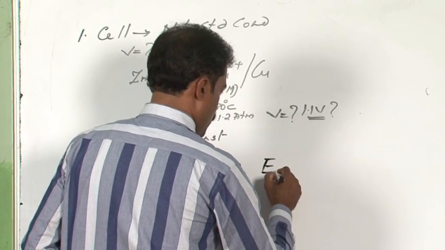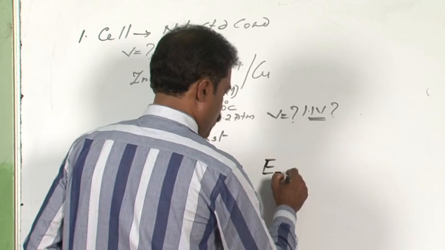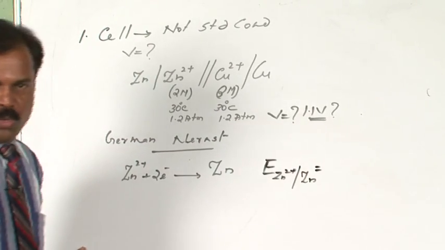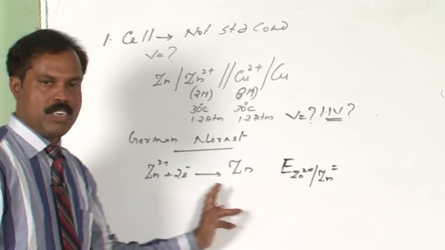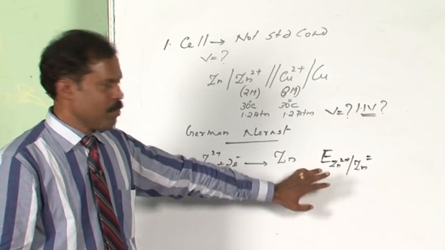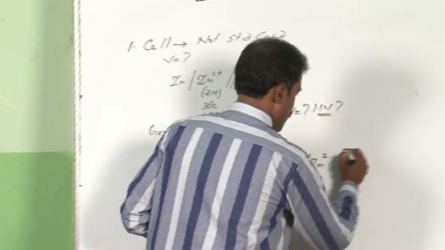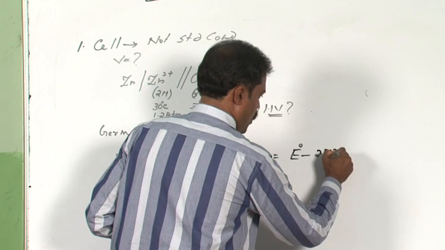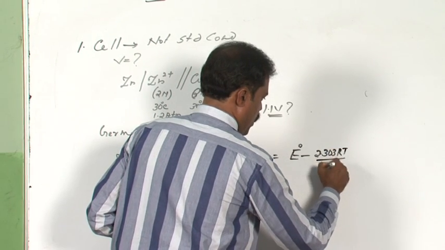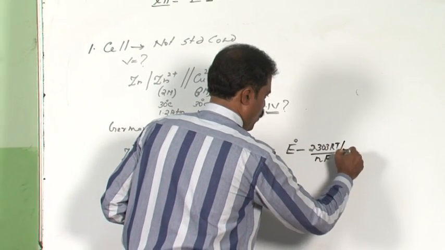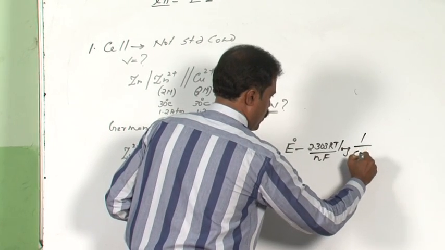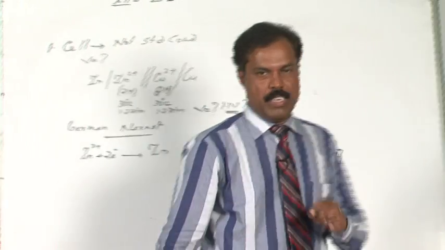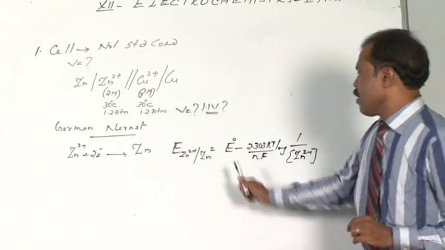E of this particular electrode can be written as E Zn2+/Zn. Please note this E is not E0 because this is not under standard conditions. According to Nernst, this E should be E0 minus 2.303 RT divided by nF log of 1 by concentration of Zn2+. I will explain each term given in the formula.